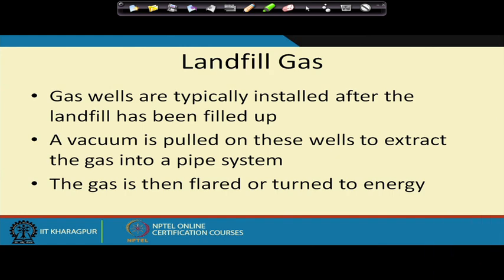Now the next big thing is landfill gas. Landfill gas is also an important parameter. As I said earlier, in terms of landfill design, there are a lot of things that we need to worry about. We need to worry about the liner, the leachate collection system, the leachate treatment system, the stormwater management system, the groundwater management system, but one of the important components is also the landfill gas management system, because landfill will produce gas.